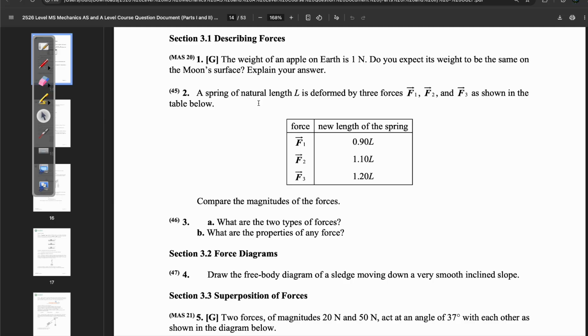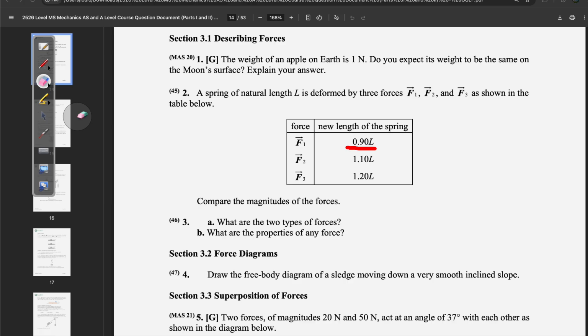Number 2. A spring of natural length L is deformed by 3 forces, F1, F2 and F3 shown in the table below. Okay, look. For this one, there is another version of it in the exam where they use X, but now they want it like we have L, which is the length. So what we're gonna do is the final length minus the initial length in absolute value, so we can find the deformation.